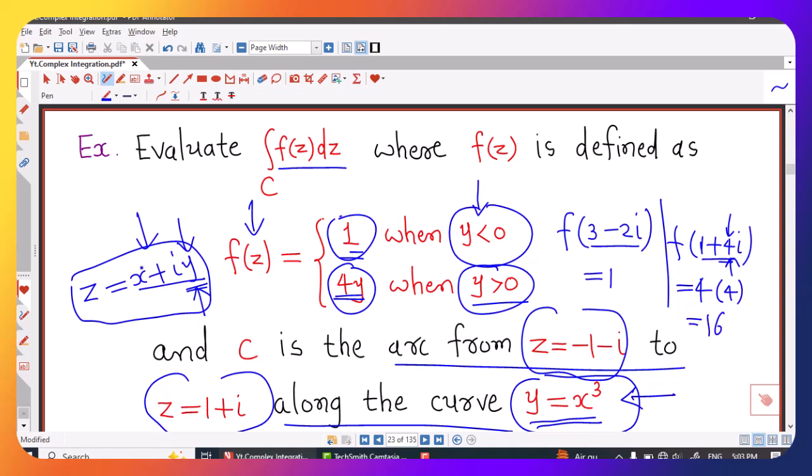So our function is defined in this way: the value of the function at variable z equal to x plus iy is 1 when the imaginary part of z is negative, and f of z equal to 4 into the imaginary part of z when the imaginary part of z is positive.